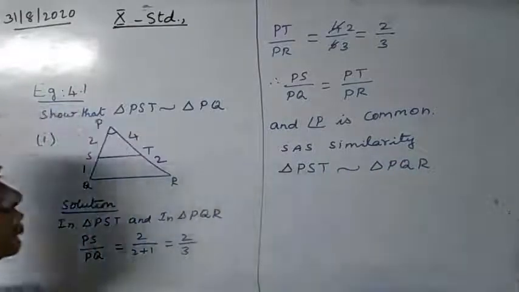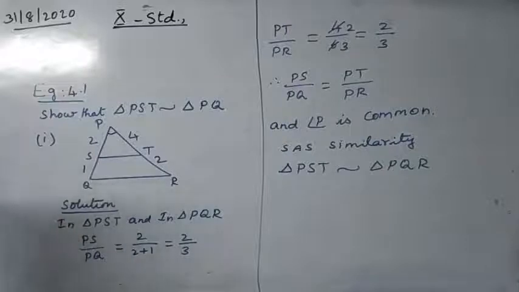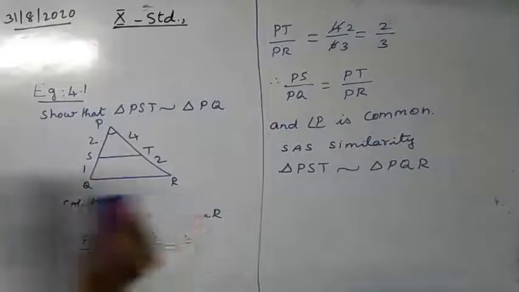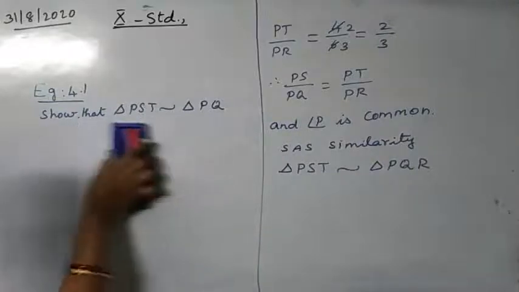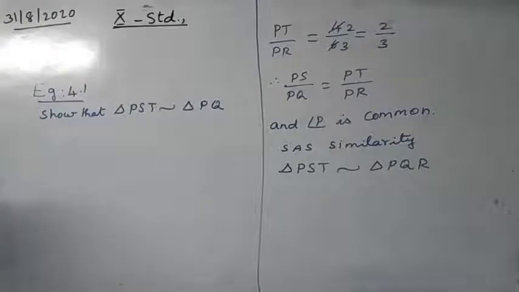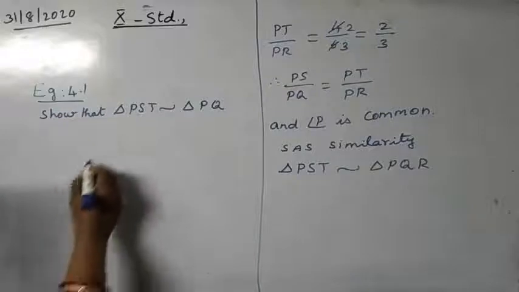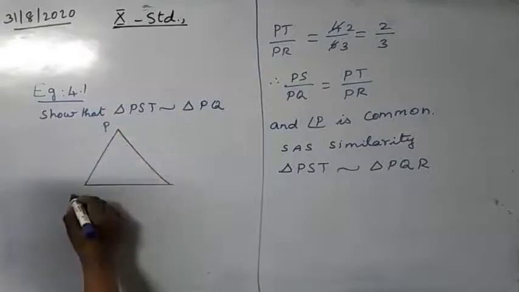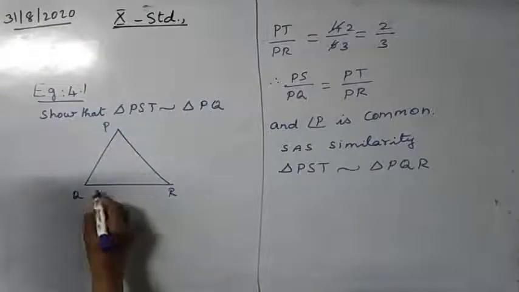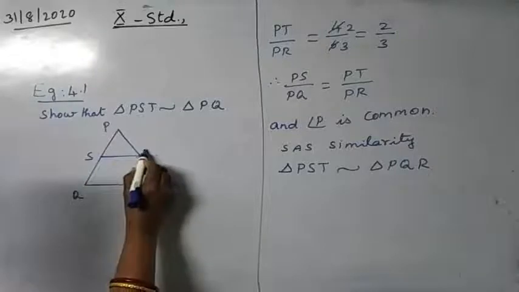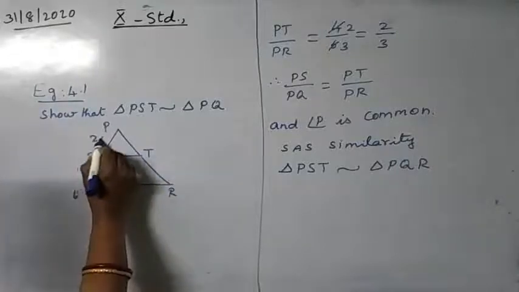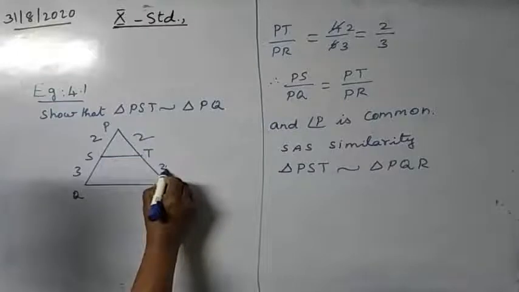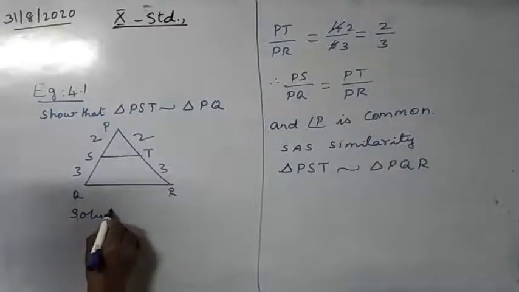In the same way, we are going to check one more question. It is question number 2. What is given in question number 2? The same question: show that triangle PST is similar to triangle PQR. Now the triangle is given like this. It is PQR, and ST is given like this, and the units are 2, 3. Here also 2, 3. So this one is very easy.